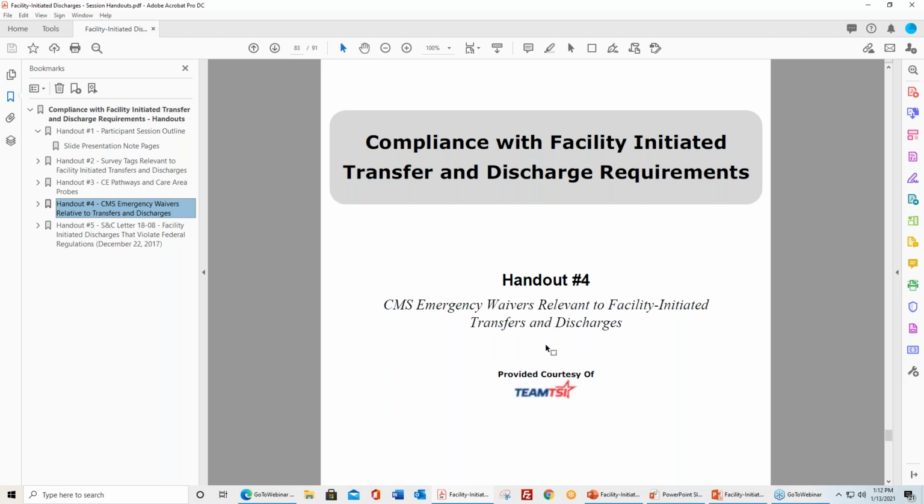The 4th handout is your waivers that applies specifically to the transfer and discharge. And as Greg mentioned, there are specific requirements. The waivers do not eliminate all the requirements within these survey tag numbers. They're very specific as to what is waived, and we will look at that.